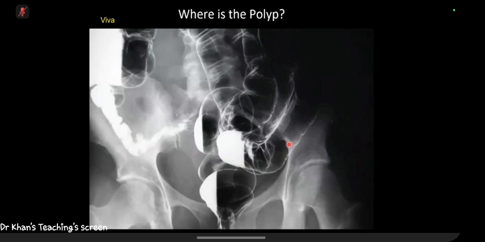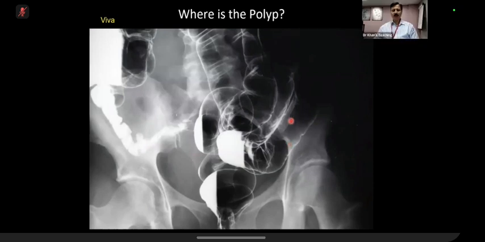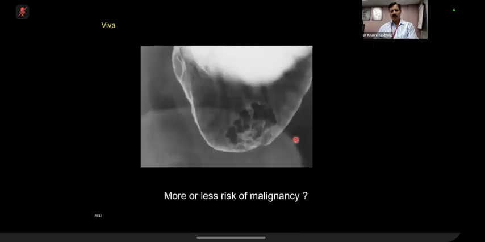Is it the sessile one? Yes, there is. If you see here, look at this. Now the idea to show you this film is to develop your eyes for how polyps look on a double contrast barium film. If you see here, this is again a tubular polyp which is etched in barium, and this is how it looks. And this, on the other hand, is an example of a sessile polyp, and we know that the risk of malignancy is more in a sessile polyp.